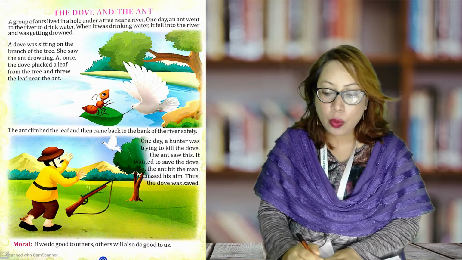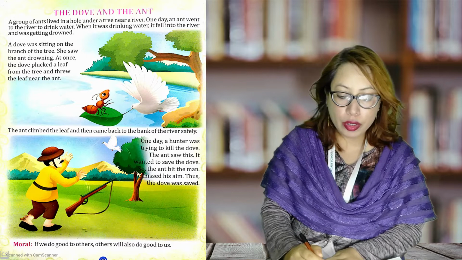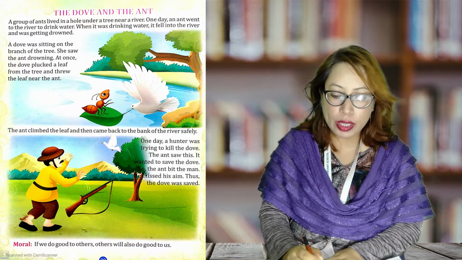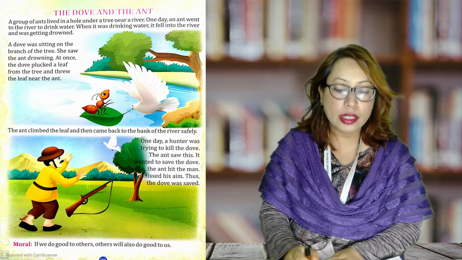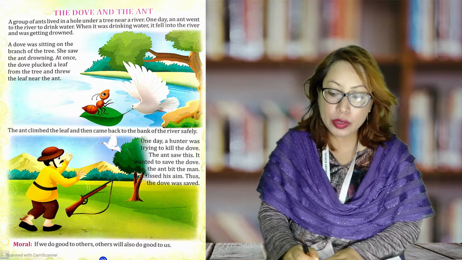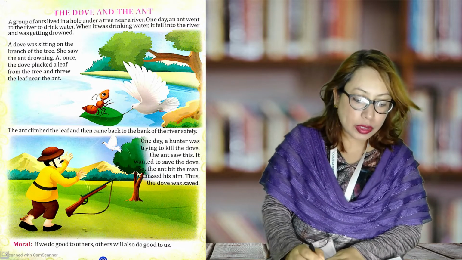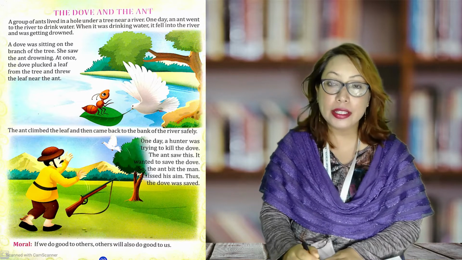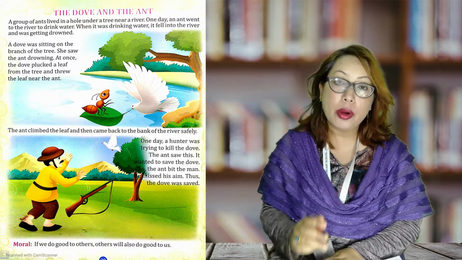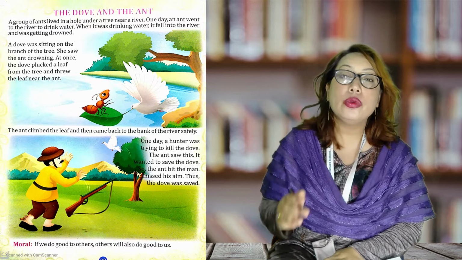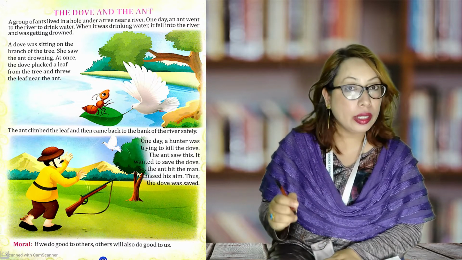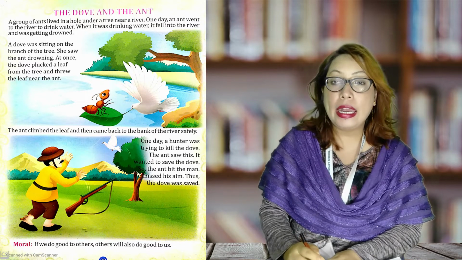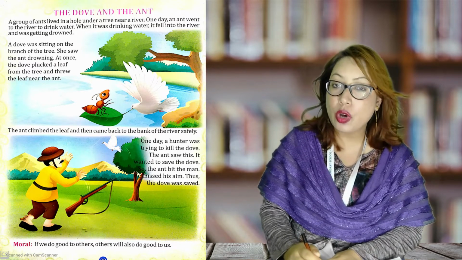Okay. One day an ant went to the river to drink water. When it was drinking water, it fell into the river and was getting drowned. Now here comes what, students? Here comes the character, right, which I have told you, the ant. So after the setting of the story, you should introduce your characters which are there in the story. Okay, now here we have seen that an ant, that is one of the characters of the story, has been already introduced.